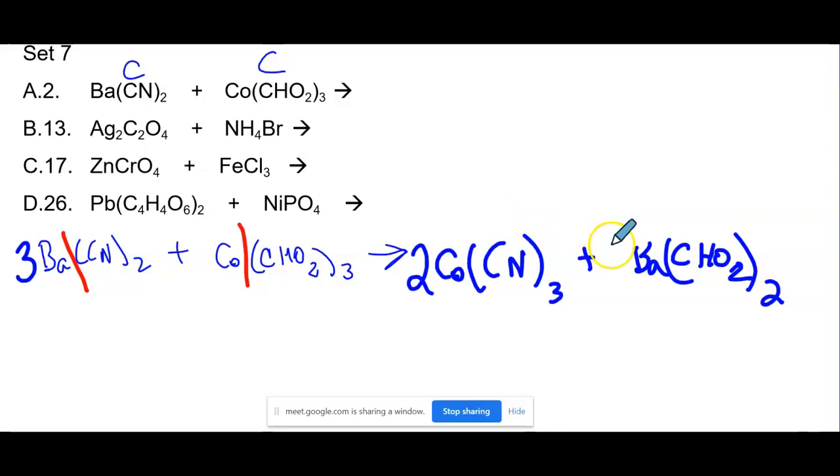Okay, and I have 3 and 2 CHO2, so CHO2 can be treated as a group. It makes it a lot faster to balance. So I'm going to put a 3 here and a 2 here. And then I want to check to see if cobalt and barium worked out. Now that I have 6 CHO2s on each side and 6 CNs on each side, I can see that I have 3 bariums on the right and 3 bariums on the left, 2 cobalts on the left, 2 cobalts on the right. Everything is balanced. How's that feel? Okay, do you want to do another one of these or do you think you have this one? Okay, let's go to the next set.